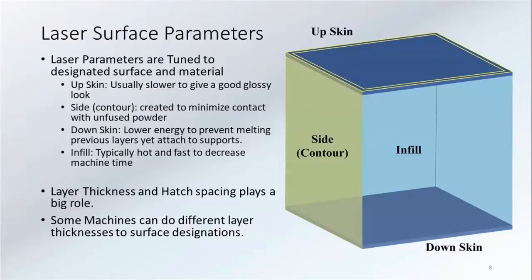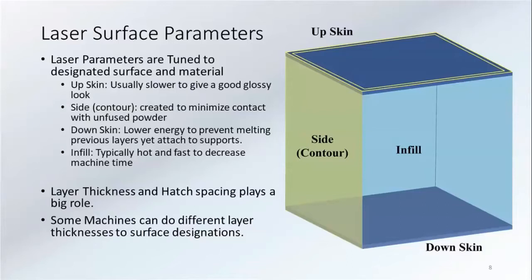Now there are some ways we can mess with this to get better results and to decrease costs. As I mentioned, layer thickness and your hatch spacing play a big role in this. Sometimes we'll do the contour at 30 micron layers, and then do the infill at something like 60 micron or 90 micron layers. So you're skipping every two layers as you go up, and that allows you to save time with the laser rastering around.